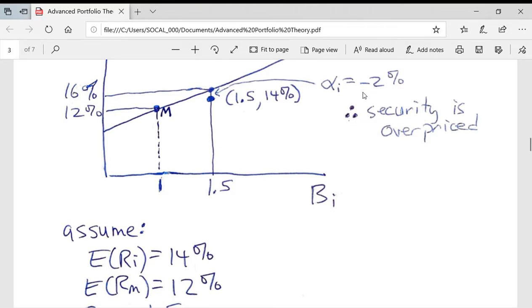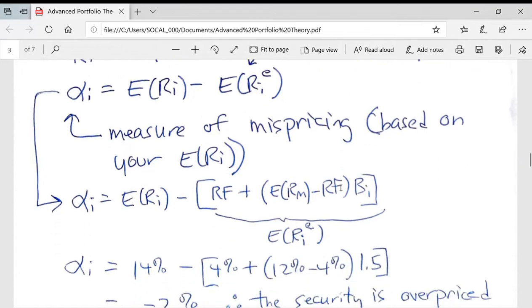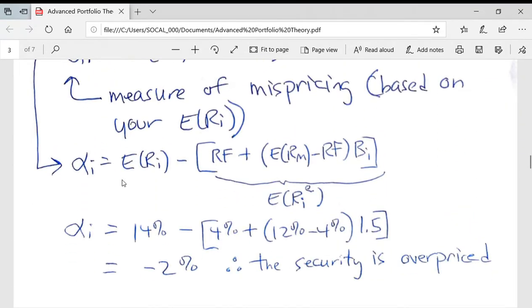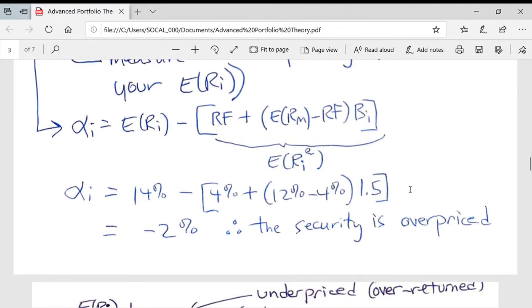Since the security is earning less than it should, we think the security is overpriced or under-returned, if you will. Okay? So down here we just plug in our own expected return, 14%. We subtract out the equilibrium expected return, in this case from the CAPM, which ends up being 16%. We see that alpha is equal to minus 2%, therefore the security is overpriced.